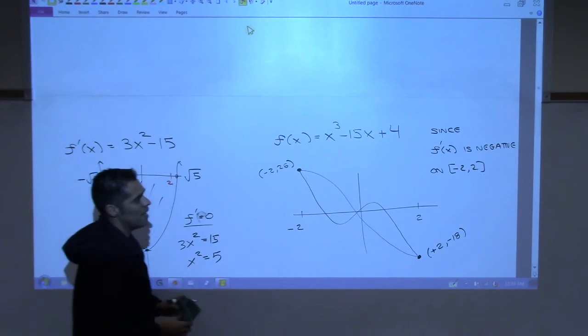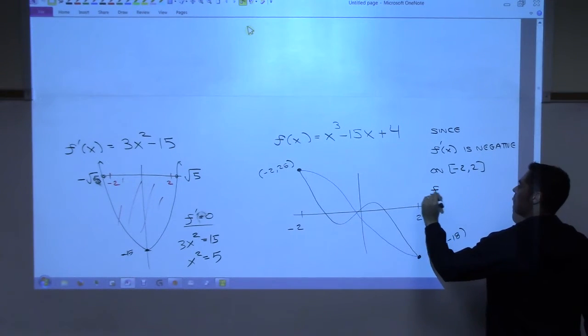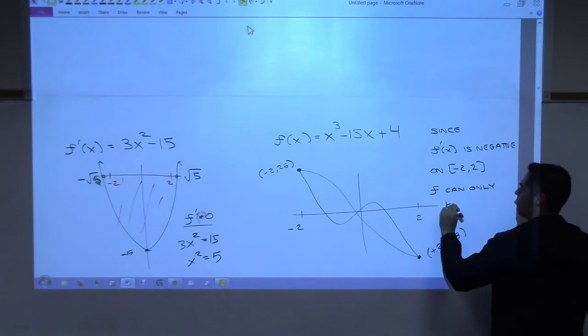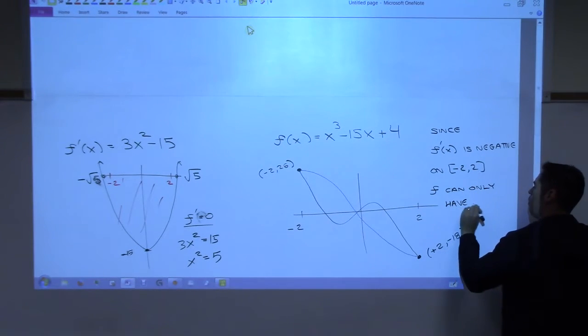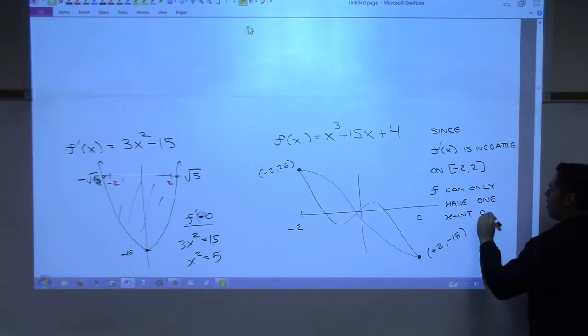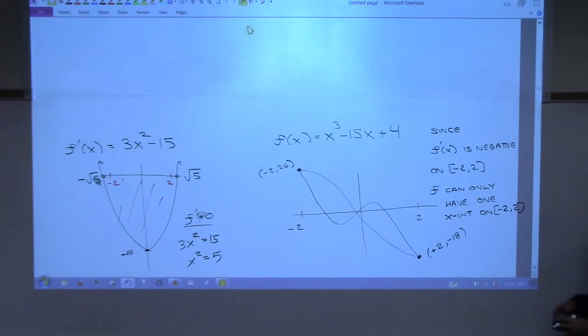Since the derivative is negative on negative 2, 2, f can only have one x-intercept on negative 2, 2. Which is the same as me saying that the original equation can only have one solution, right? Because an x-intercept is the solution, it's a root.